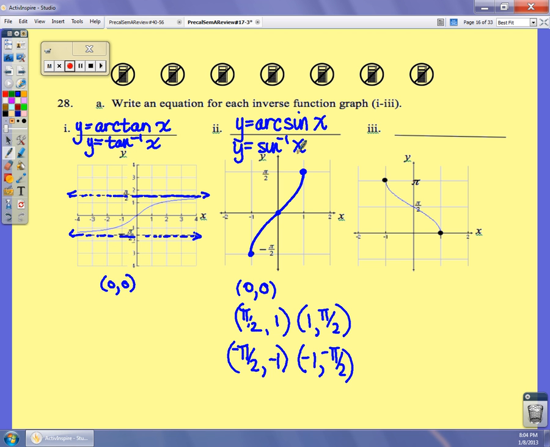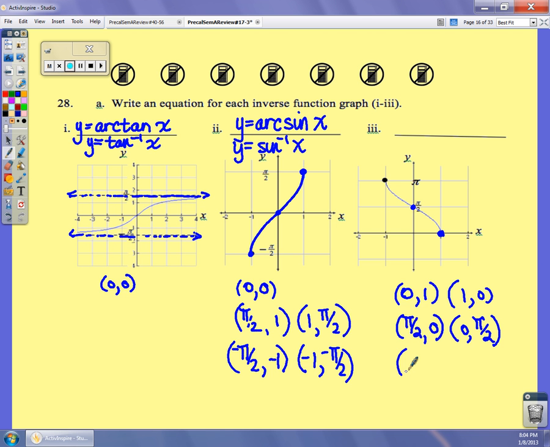Let's go back to number 3 here, and again we can look at some really important values. Cosine of 0 is equal to 1. Therefore, on this graph, we should see 1, 0, and there it is. Cosine of pi over 2 is 0. So on this graph, we should see 0, pi over 2, which we do.